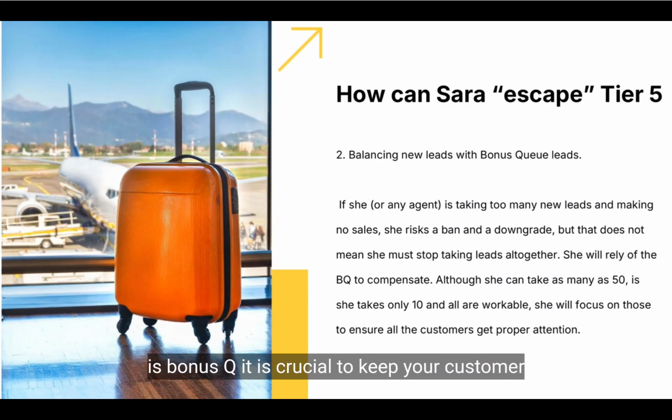Another important tool is bonus queue. It is crucial to keep your customer pipeline growing, but if you rely strictly on new leads, you risk being banned if sales don't come fast. So the wise move would be to balance out your new leads numbers with BQ leads. After all, you can take up to 50.